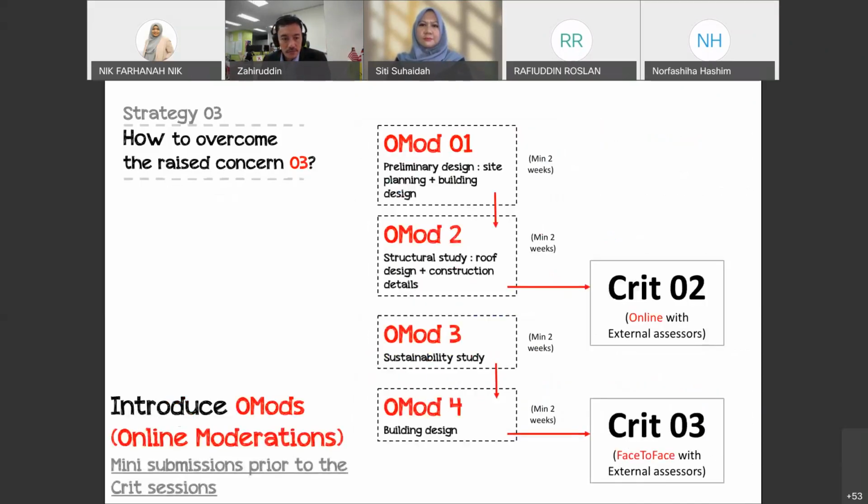Now, the third concern is, if you remember, my concern back then about the final outcome. What would happen? What would come out from the students at the end of the semester? So to ensure that they are consistently working, and have time to rework their design, we introduced onwards, or specifically online moderations. Now, what is online moderation? It's actually just a mini submission prior to your crit session.